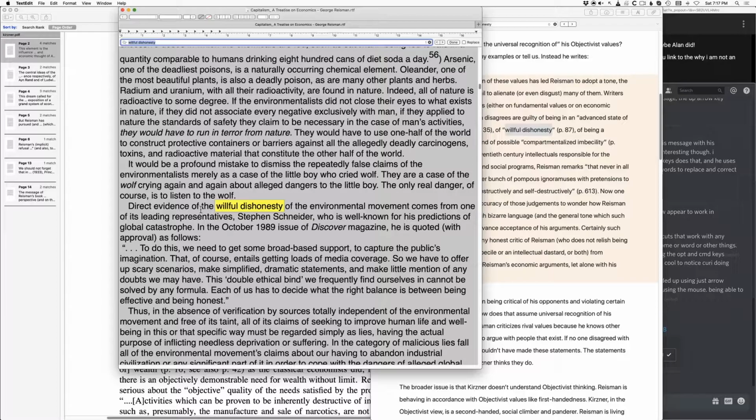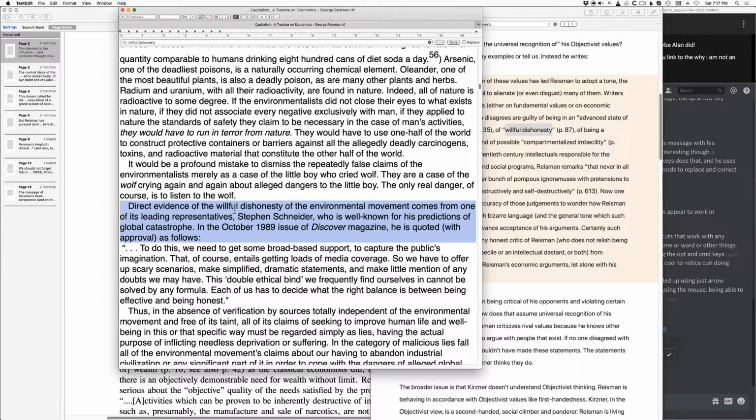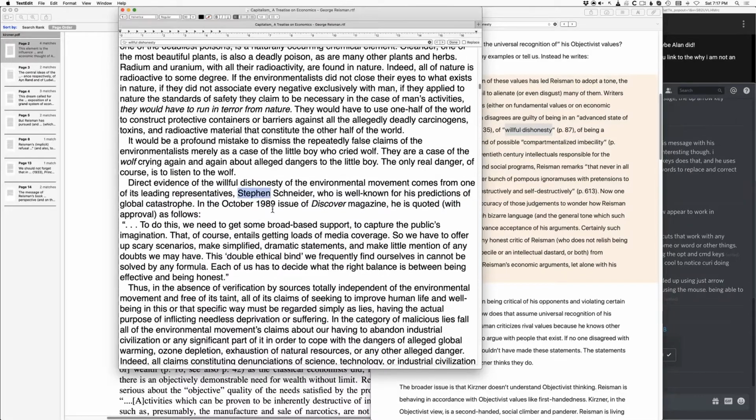Okay, so Reisman says there is direct evidence of willful dishonesty, and then he quotes a person. So he says we have direct evidence, and he immediately gives a quote. So you don't have to be like Rourke to think if the quote shows dishonesty, then that's a reasonable statement. He could just be a blunt person stating the facts. Let's see if the quote reasonably fits the assertion from a conventional viewpoint.